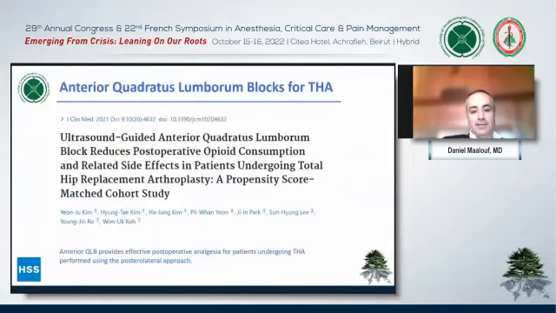Another block that has been discussed also is the anterior quadratus lumborum block. And it has been shown to reduce opioid consumption after a lateral approach to the hip, posterior hip replacement. How much, and how it works, is still not very clear. And more studies need to be done to see if it should be implemented as part of that pathway.